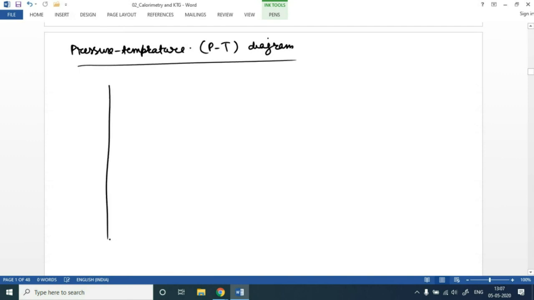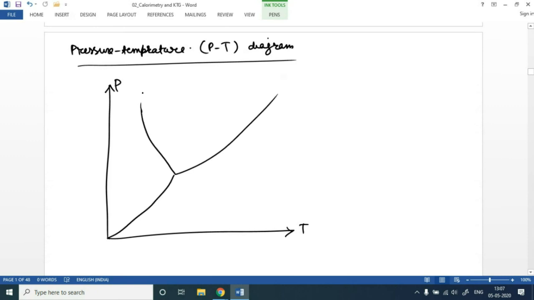So the PT diagram for water will be something like this. Okay, let me explain it for you. Let's say this point is A, this point is O, this point is B, and this point is C. So this region over here is the region of vapor, or the region of gas phase. This region is of liquid, and this region is of solid.